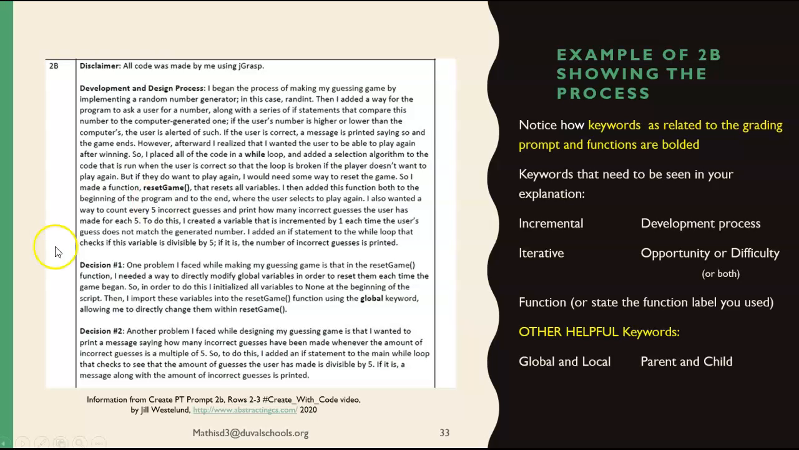And then at the bottom he's got decision 1 problem, so that was a difficulty. Decision 2, another problem, that was a difficulty. He's going through and explaining what the function was that he was updating and how he did that. And then down here he made a little more comments on that.